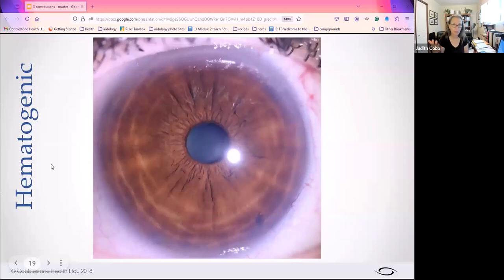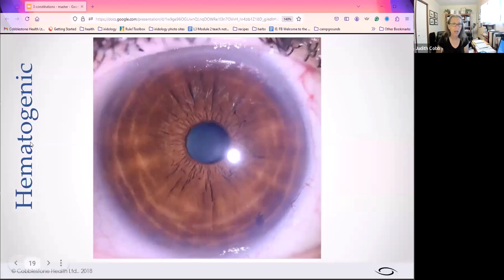Well, we'll have lots of browns and golds. We will see no blue in the iris, and we will see no fiber. There's enough pigment in the iris that it's covering the fiber, it's veiling the fiber. So when you see the word hematogenic, what does that make you think of?